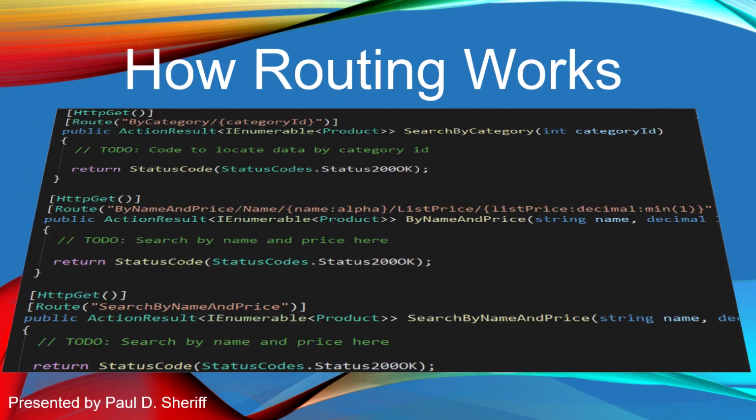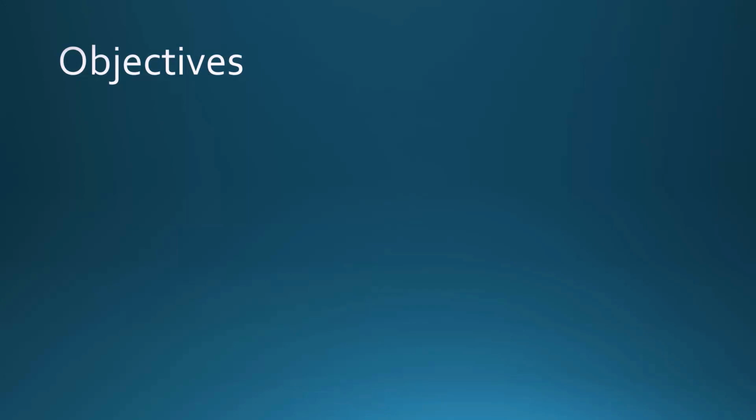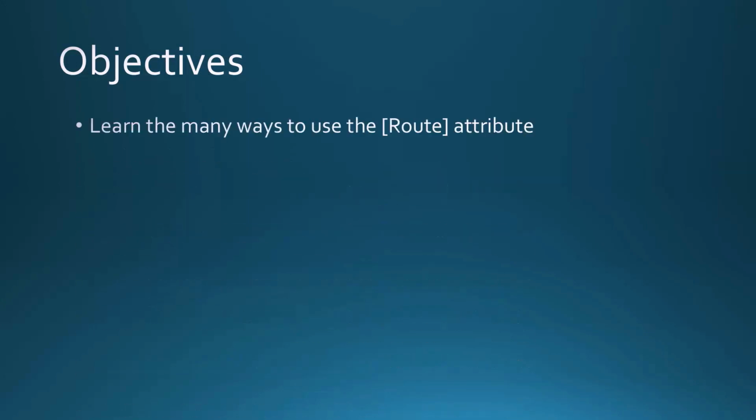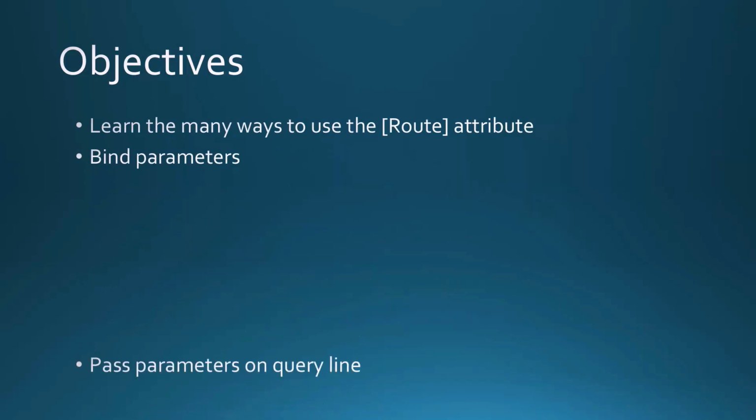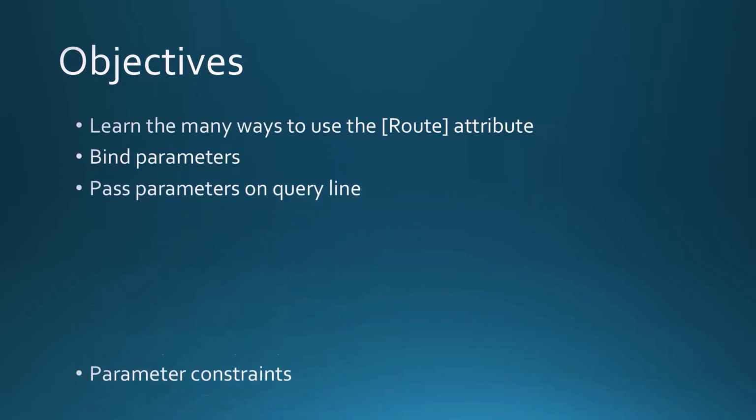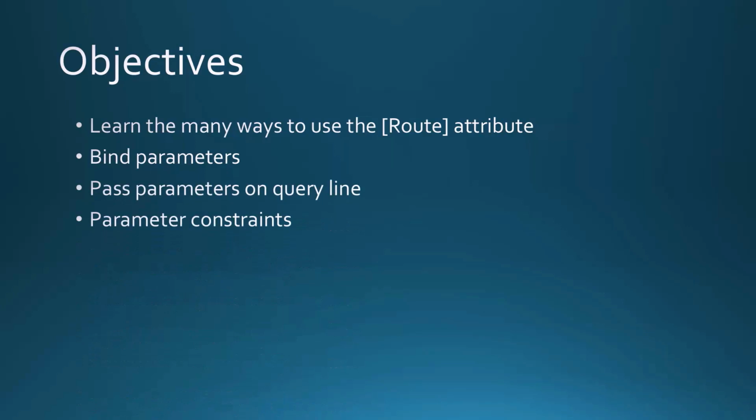In this lesson, we discover how routing works. The objectives for this lesson are to learn the many ways to use the route attribute, bind parameters, pass parameters on the query line, and parameter constraints.